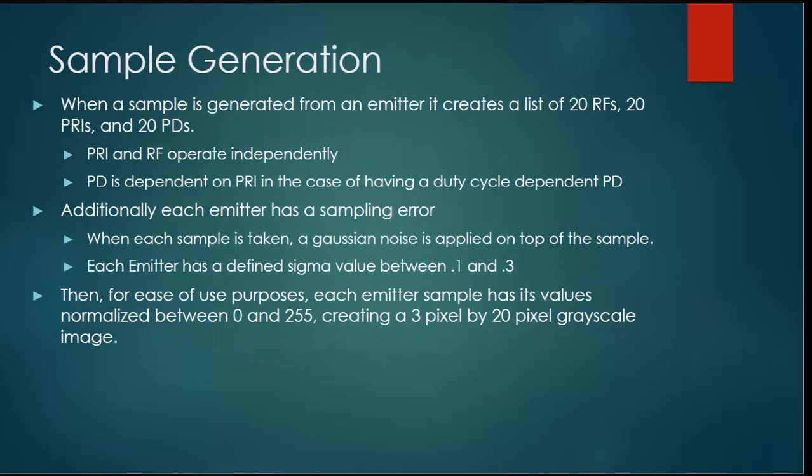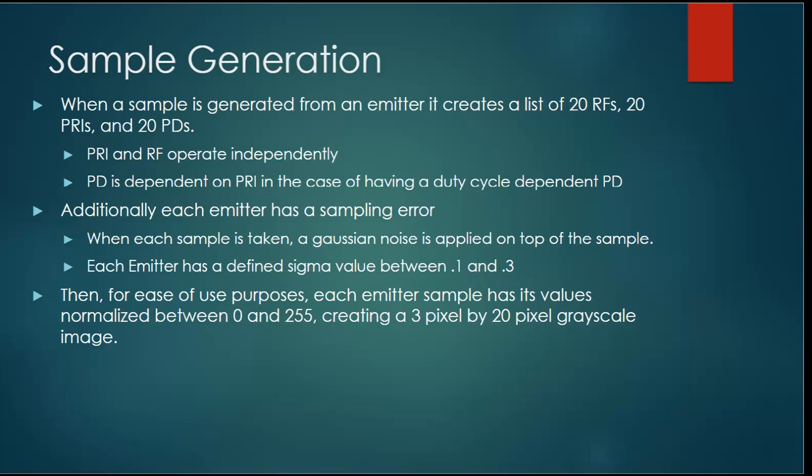So sample generation. After an emitter is created, there's a sample generation function. And when that occurs, the RF, the PRI, and the PD class will each generate a list of 20 points, basically. So you'll generate 20 PRIs, 20 RFs, and 20 PDs. For PRI and RF, these are generated independently of each other. And then the PDs take the PRI as an input. So in the case of a duty cycle dependent pulse duration, it'll generate accurate PDs for the emitter.